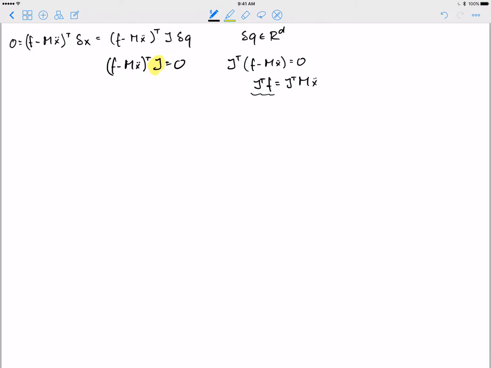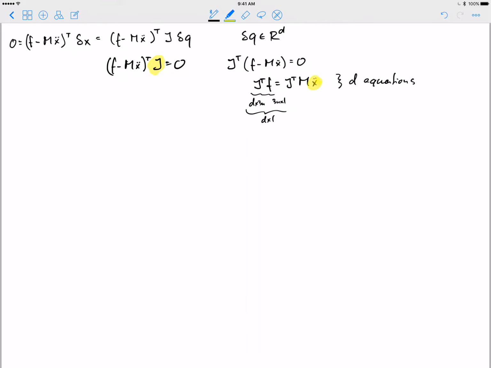This J^T f is what I meant by the generalized forces. It is essentially a conversion of the forces from the Cartesian space to the generalized coordinates, because J^T is d by 3n and your f was 3n by 1, so the whole thing is a d by 1 vector of generalized forces. At this point we are only halfway through, because now we have successfully reduced this to d equations, which is good.